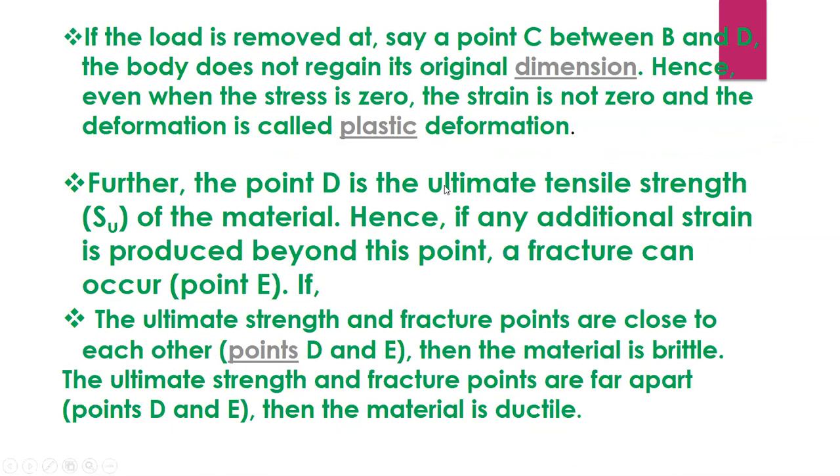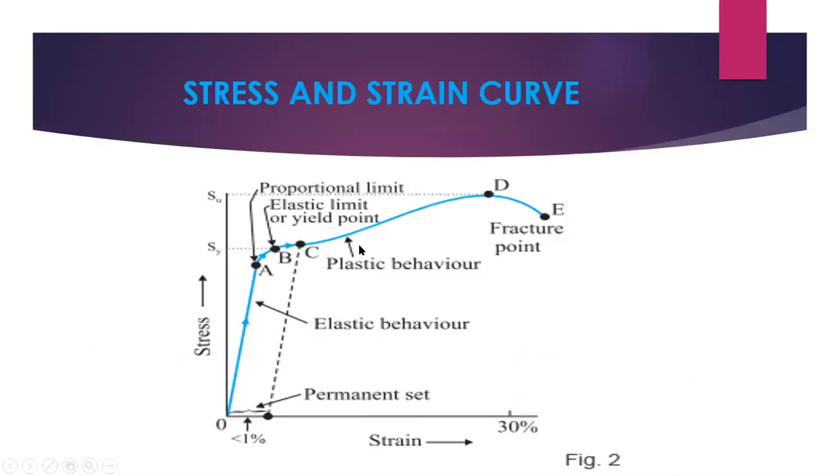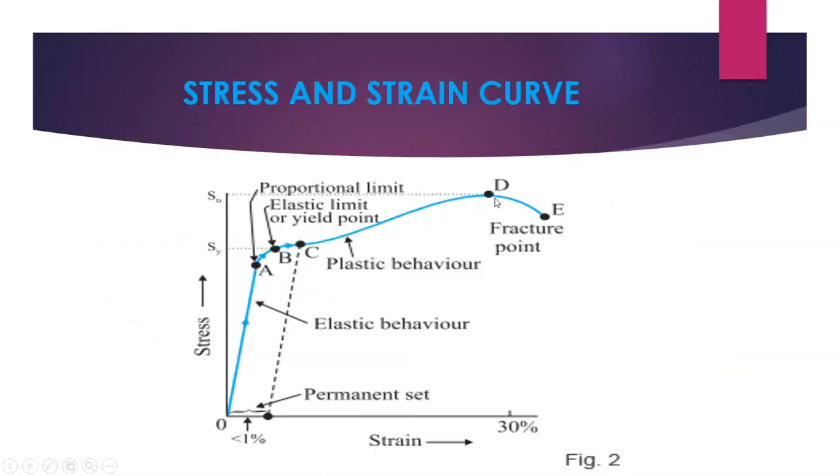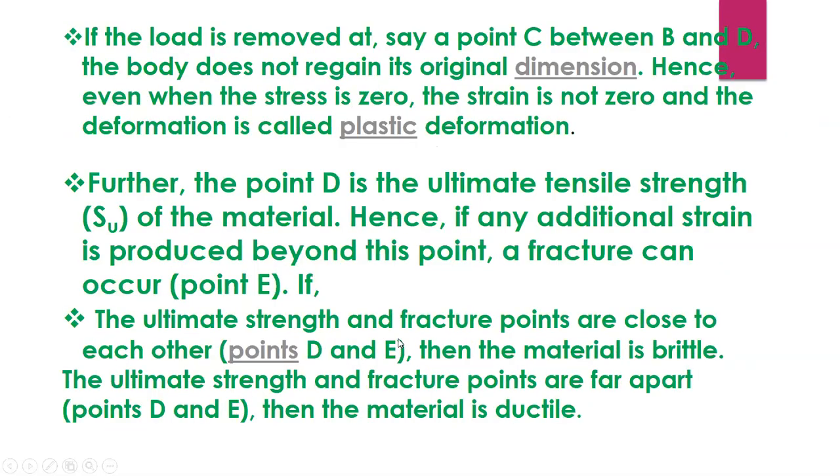Further, the point D is the ultimate tensile strength of the material. So you can see that there is a D and E point. So what is D? D is the point of ultimate tensile strength of the material. Hence, if any additional strain is produced beyond this point, fracture can occur. So when your strain is greater than D, what will happen? Fracture will occur. It will be damaged.